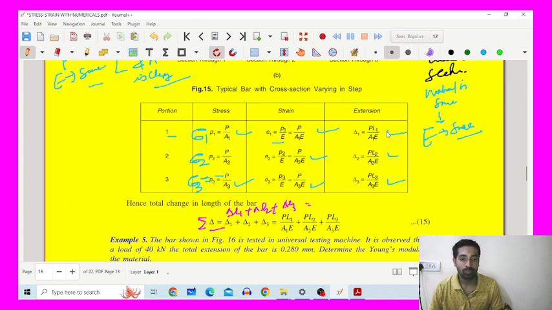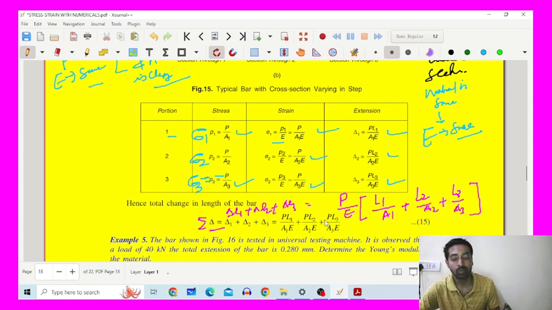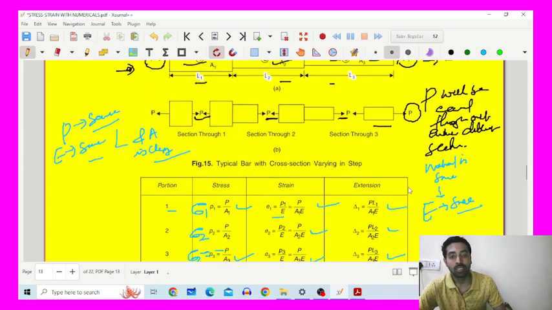So when you compare this particular equation, P is constant, E is constant. So what will happen? Now you will get the value L1 upon A1, L2 upon A2, L3 upon A3. So this gives you the final result of total change in length. Such type of problems are very easy to understand, but what is the main thing in this particular topic?